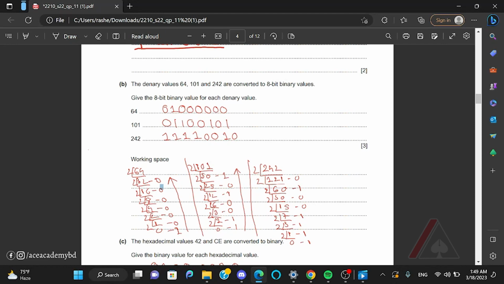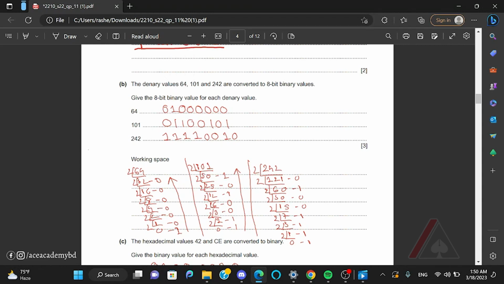Now since we have reached 0, we have to stop and take the remainders in reverse order to get the actual binary value of that denary value, right? So we write it down. However, remember that we have to store it as an 8-bit binary value. So to make it 8 bits, we have to place a 0 in the front of the binary value.